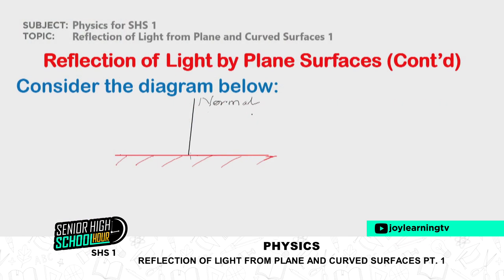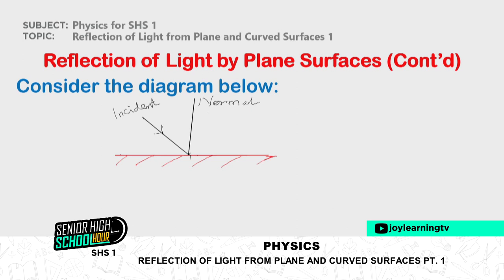Then we can have a line that is incident on the mirror surface, like that. And I have to show that it is incident on it, so it's no more just a line, it's now a ray. And this one is called the incident ray.